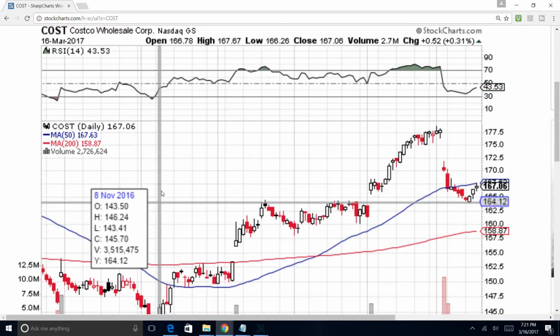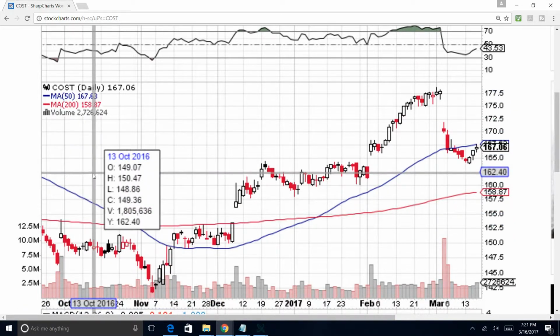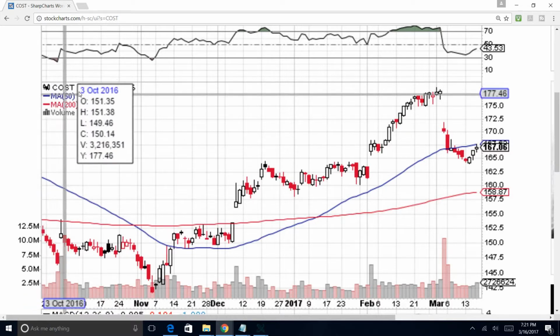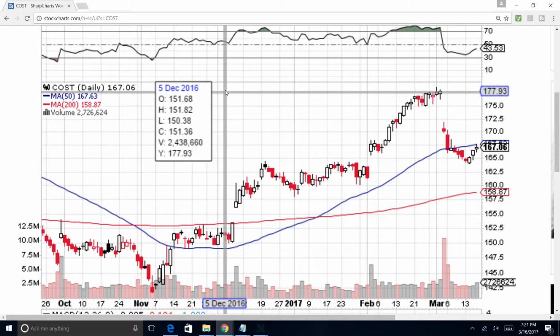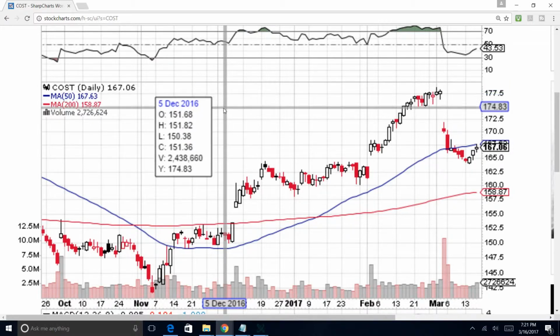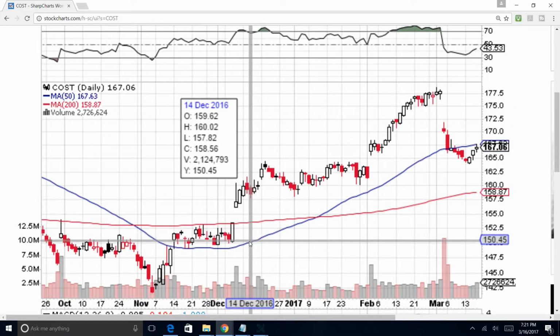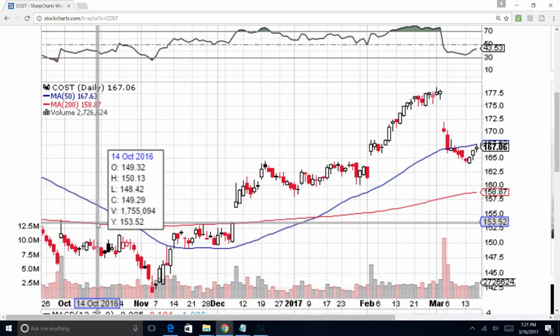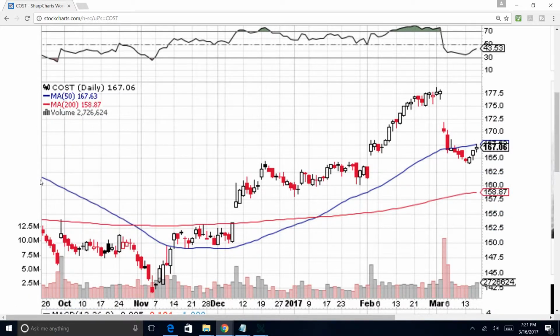Okay, so the next thing that we look at in our chart is the basic area in the middle here. The basic stock chart system shows us Costco, the moving average 50 and the moving average 200. 50 is the blue line, the 200 is the red line. And these lines, the 50 and the 200, are probably the most popular moving averages. They tell us the trend of the stock.